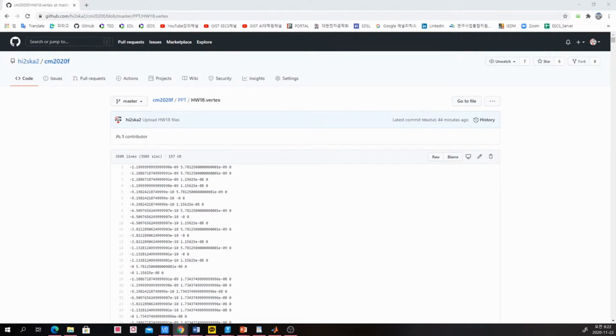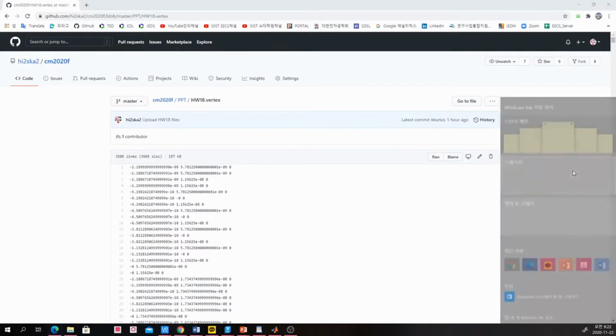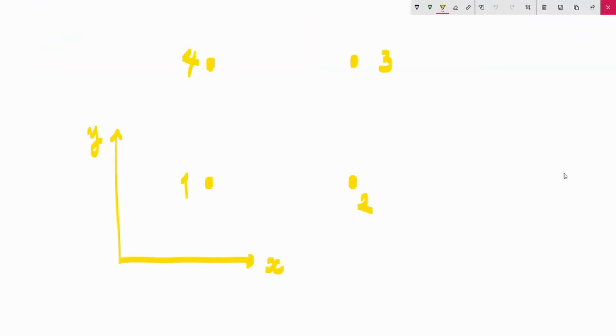When you read this file, although you have no information about the connectivity between points, at least at the end of this procedure you can say you have many points: 1, 2, 3, 4, 5, 6, 7, 8, 9, 10. So many points inside your system.